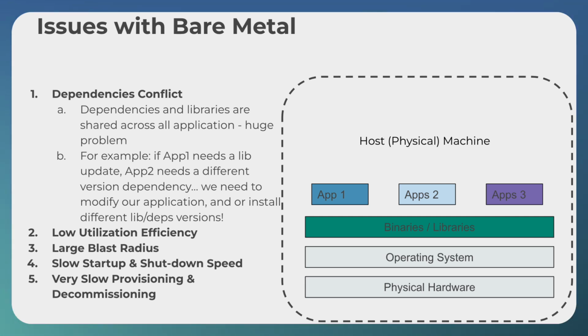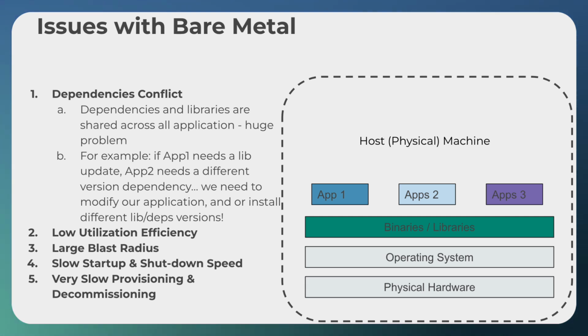And the other issue we have with running applications on bare metal is what we call low utilization efficiency. What this means is, because of the dependencies fiasco that we talked about above, it really is hard to install and run more applications on this same machine, because it's hard to utilize the power of the CPU effectively in this environment due to the challenges of dependency conflicts that we talked about.